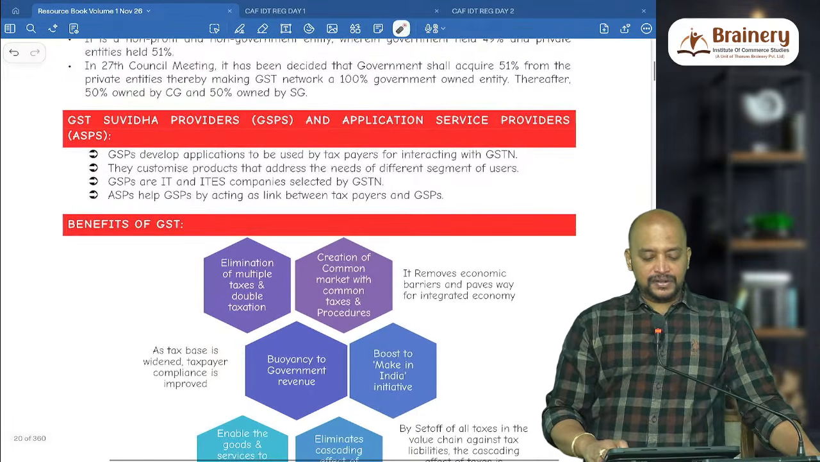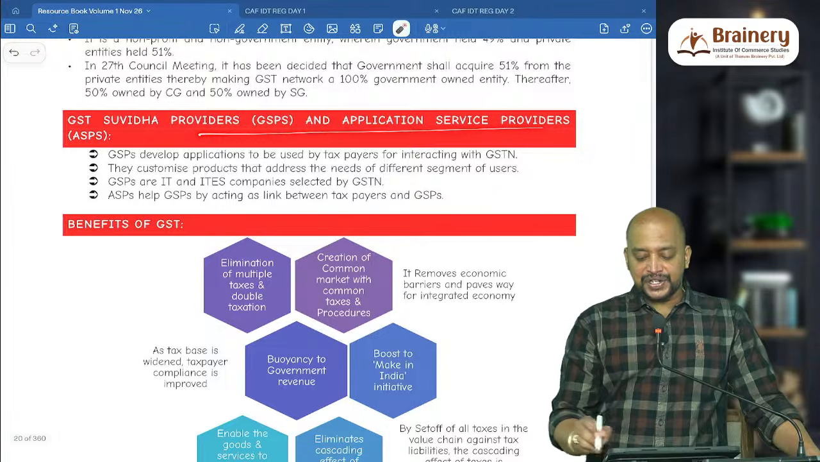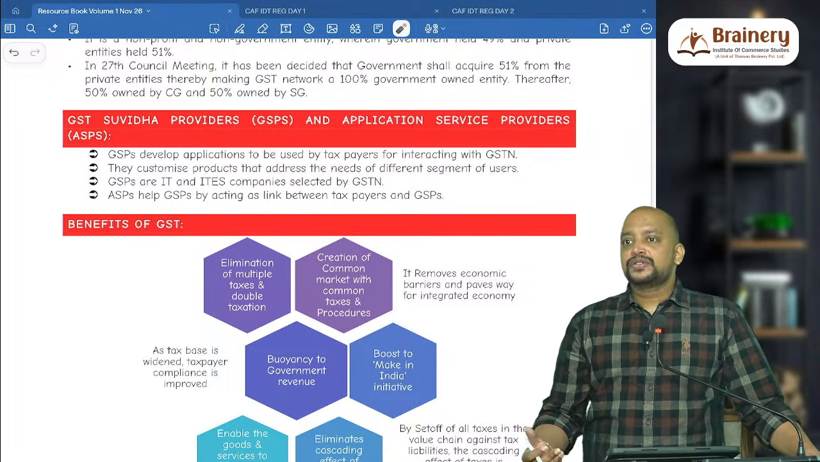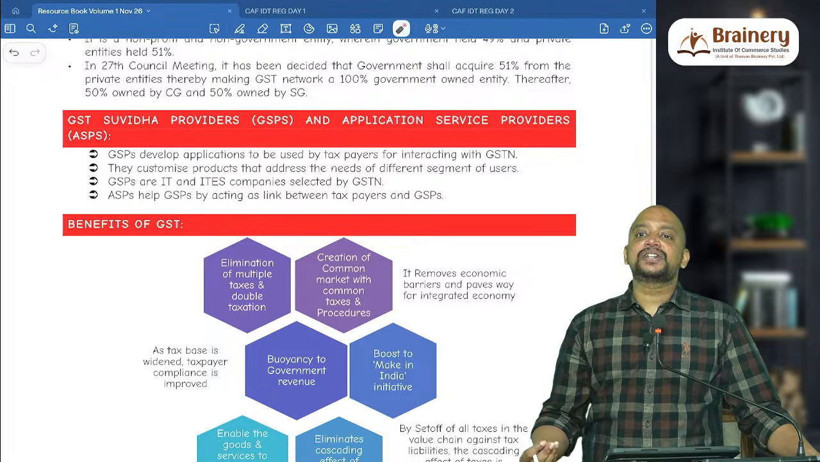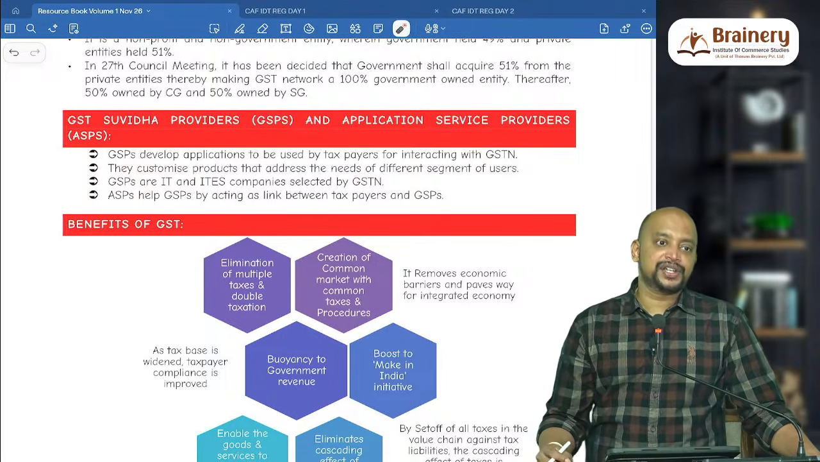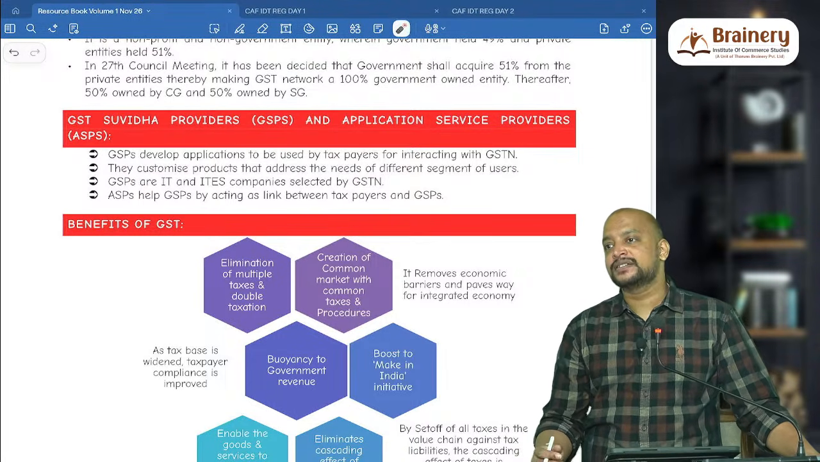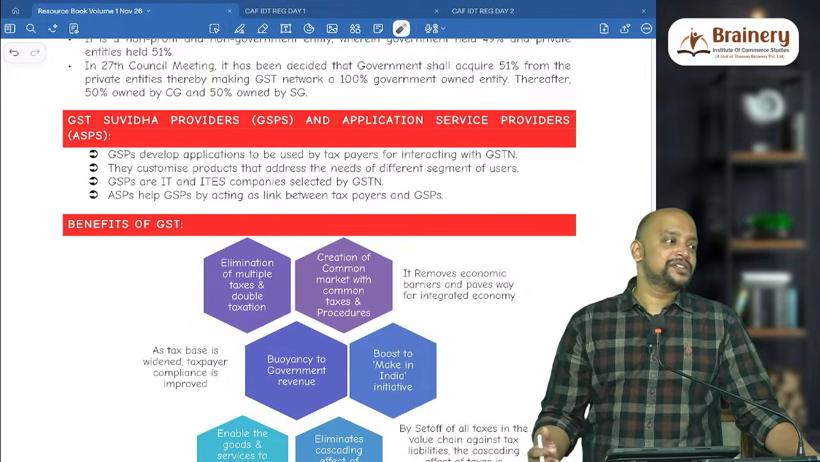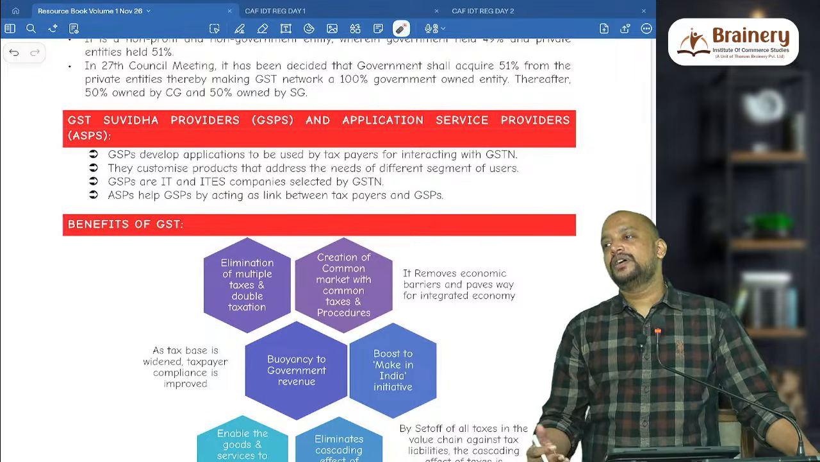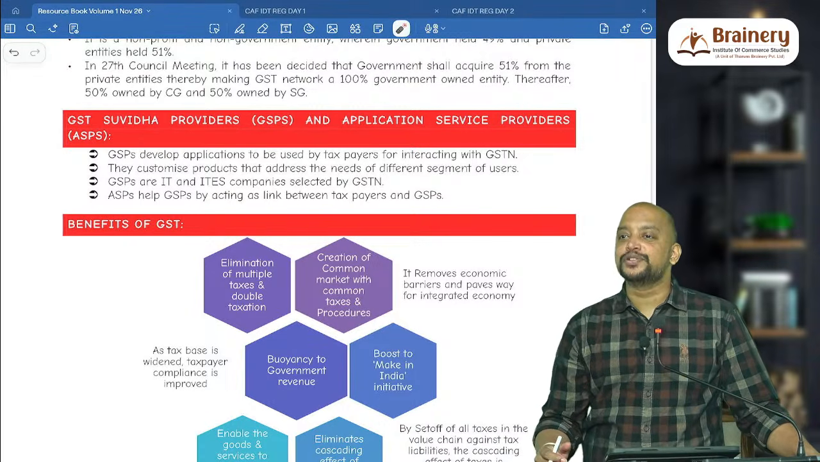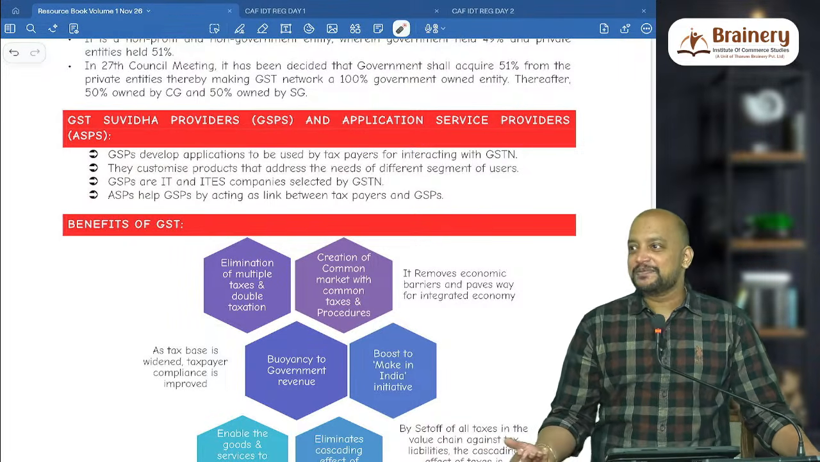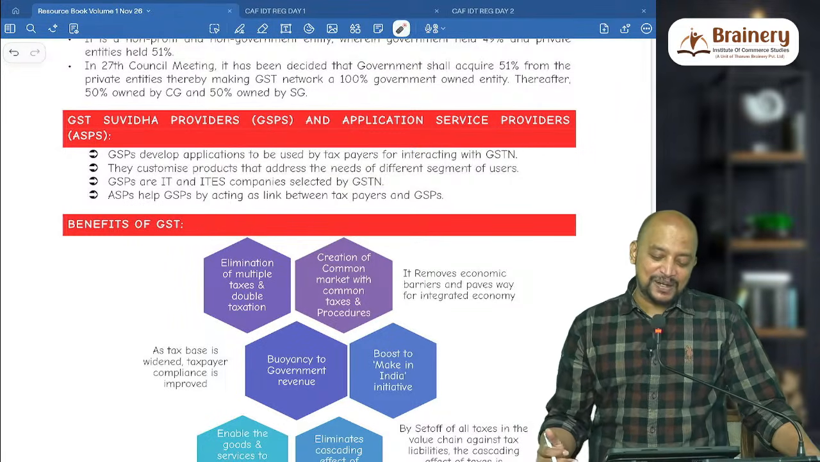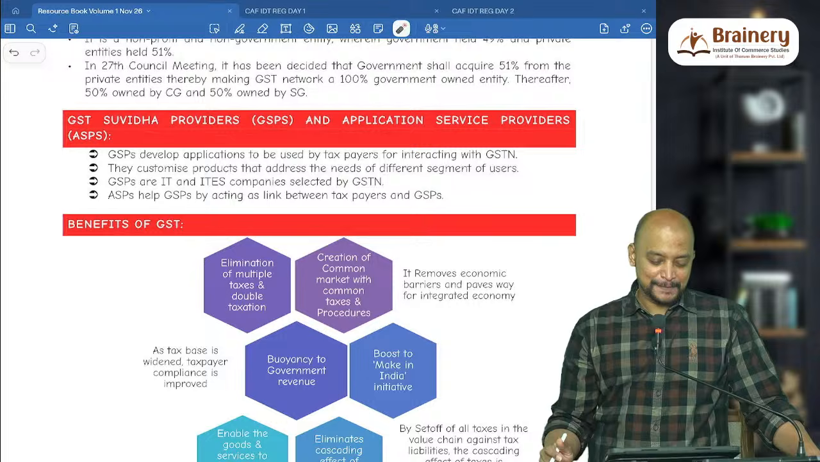Then we have Suvidha providers and application service providers. Basically, Suvidha Kendras are like facilitation centers. If you want to do the registration or filing returns, small taxpayers may not go to chartered accountants because they feel chartered accountants are costly. That myth is there, but they don't know that we file returns even for 100 rupees, 200 rupees, because it has become like a fish market now. And therefore, the Suvidha Kendras and application service providers are created.